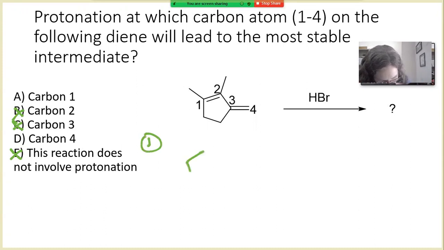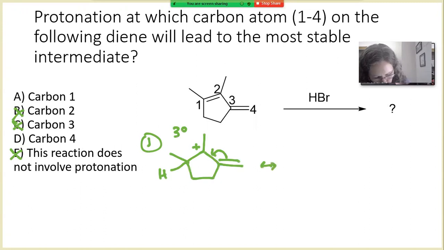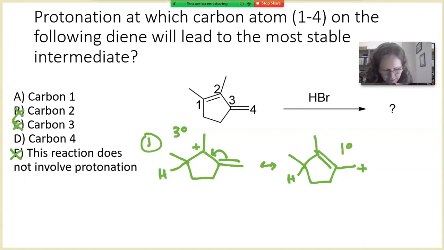So if we add a proton to that position right here, then we'll make a carbocation at that position. This is a tertiary carbocation. And let's draw the resonance contributor. The resonance contributor that we form is going to look like so, with a primary carbocation as the right-hand contributor. All right, so we have a tertiary carbocation and a primary carbocation.